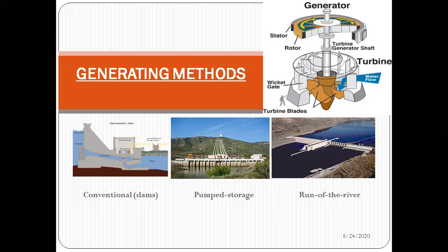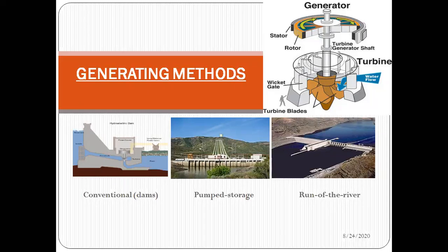Now, any hydroelectric power station can be classified into three main categories, which ultimately depend upon the type of scheme they use. Accordingly, number one is called a conventional dam, number two is called pumped storage, and number three is called a run-of-river scheme. All three are dams, constructed on a river depending upon the supply of the river.